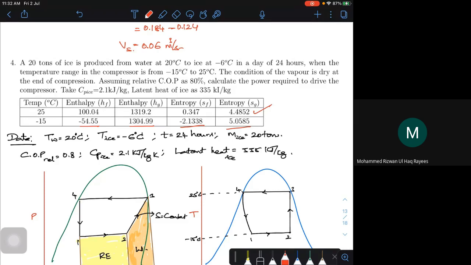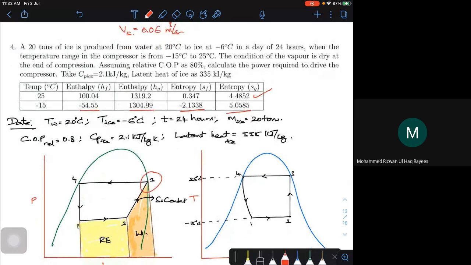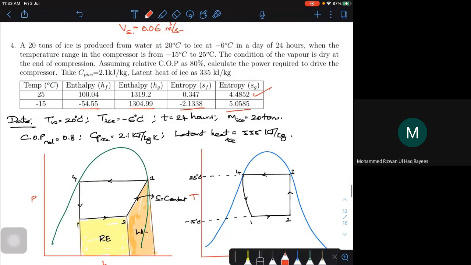If I do that, I'll be getting the enthalpy at point 2. Now, what is the enthalpy at point 3? Enthalpy at point 3 is equal to 1319.2, because it is given in the problem that it is dry saturated. So directly I can take it.